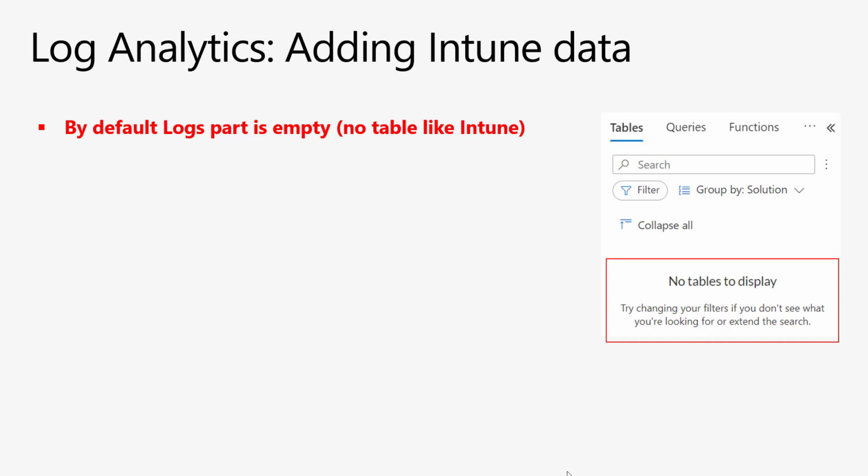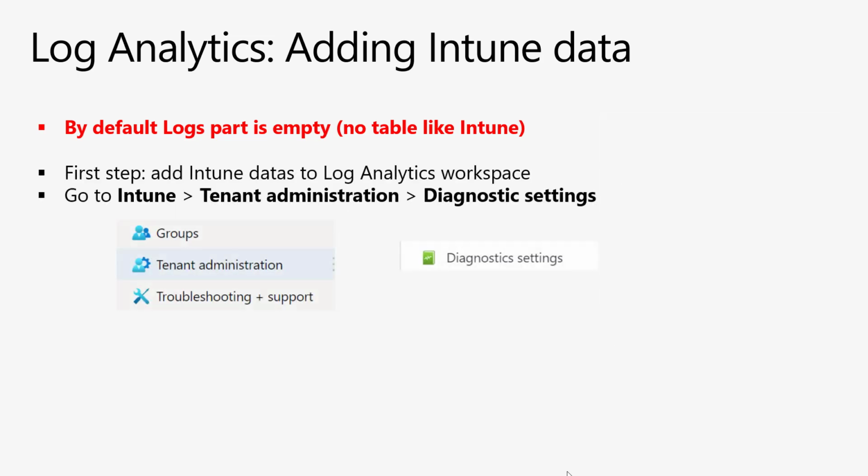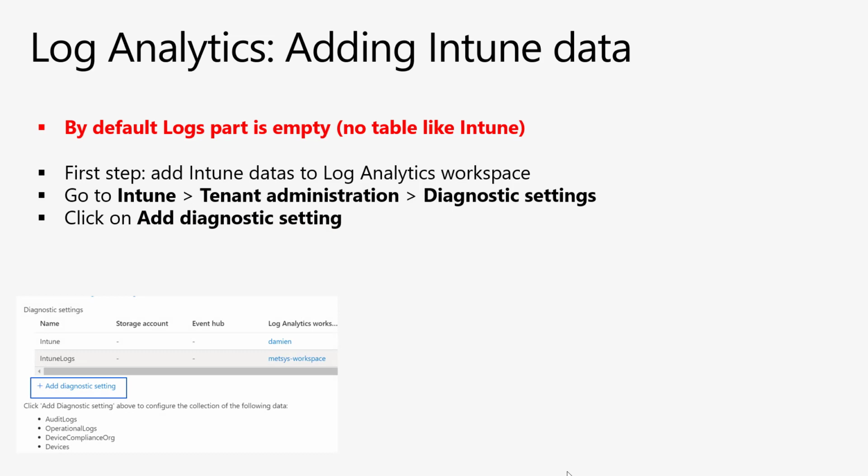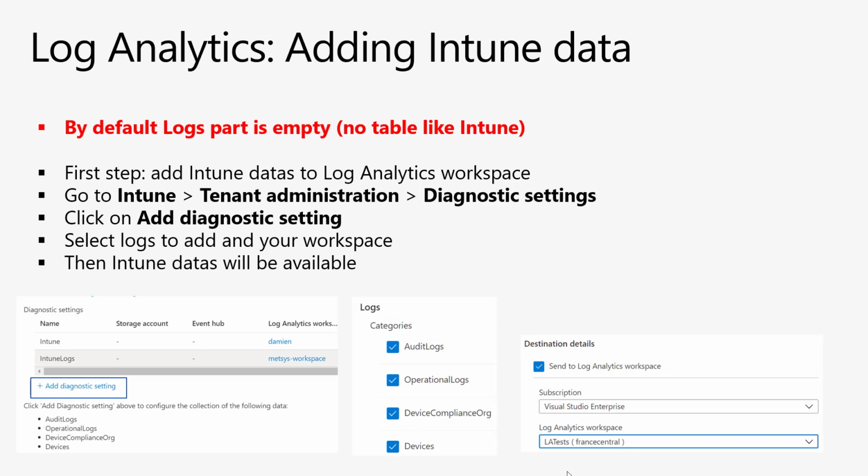There, we want to integrate Intune data into our workspace to be able to create reporting for our Intune data. For this, we will go to the Intune tenant, go to tenant administration, then diagnostic settings, and there you will have a button called add diagnostic setting. Click on it, and you will need to choose the logs to send. There I select everything and choose the workspace where to send your Intune data.